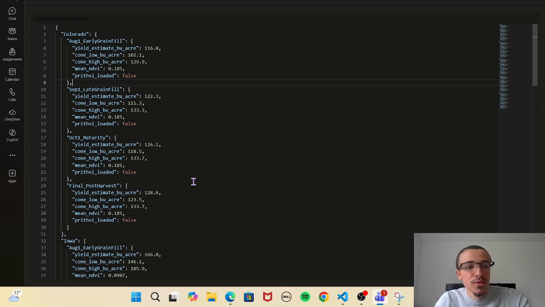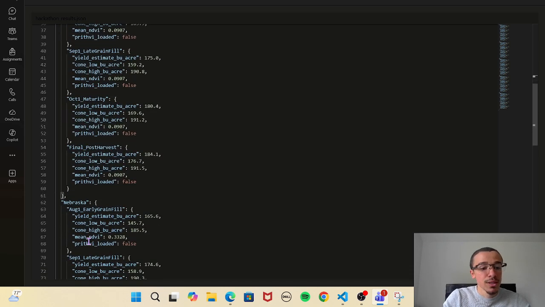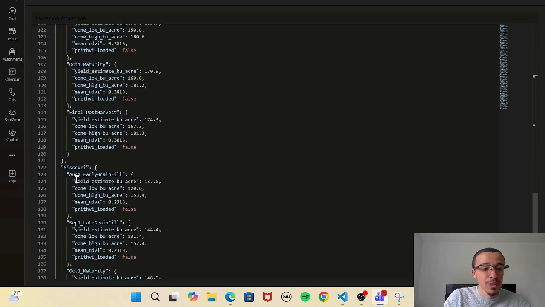Firstly, I would like to break down this information for you as someone who may not have a lot of knowledge in this area of crop yield and geospatial data, but more specifically within the realms of this Colorado State University Hackathon. We have five different states that we're comparing here. We have Colorado for one, Iowa for two, Wisconsin, Nebraska, and finally Missouri.